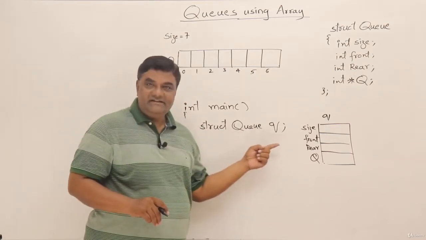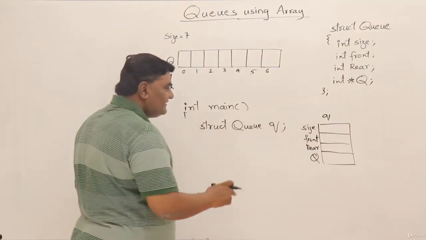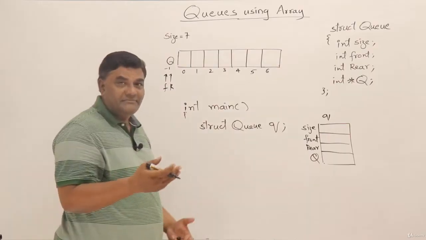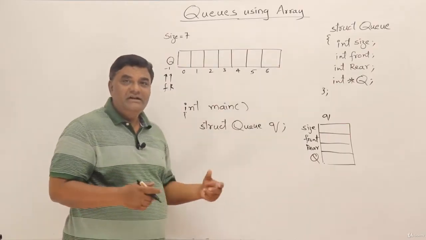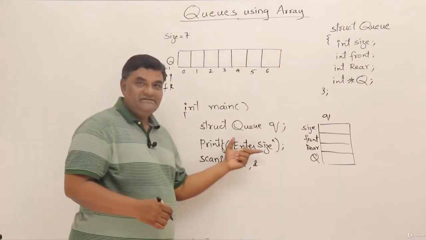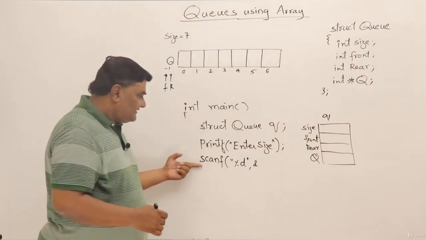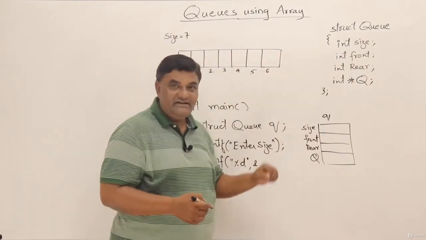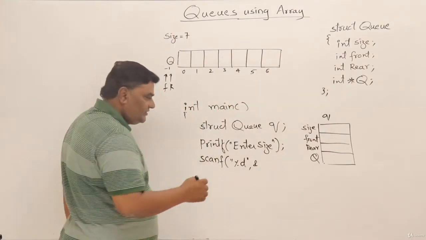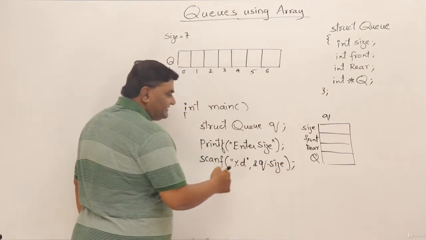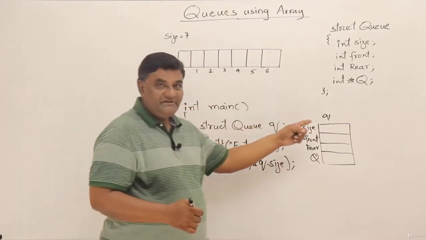So a variable is created, then we have to initialize all these. First of all, I will find out the size. I will take the size from the keyboard. I will give a message, enter the size of a queue, and then take the size with scanf. So the size is q dot size. Whatever size is given will be filled here.